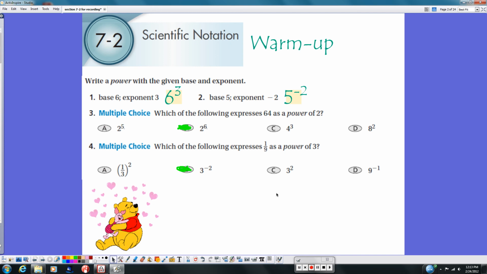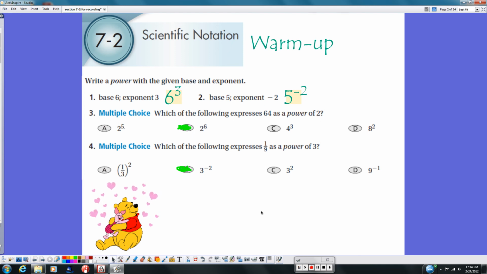For number 3, which of the following expresses 64 as a power of 2? Well, if it's a power of 2, 2 has to be our base. So we can cross off C and D. That only leaves us A and B to choose from. Well, 2 to the 5th is equal to 32, 2 to the 6th is equal to 64, so that's our answer.